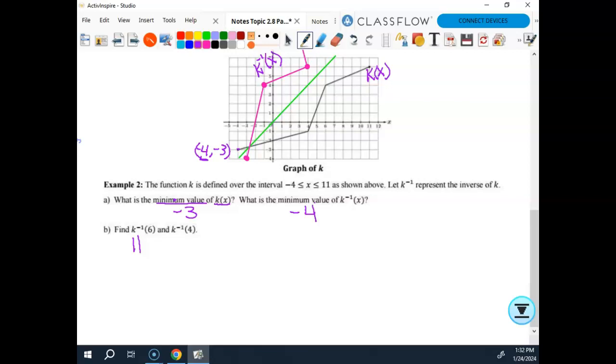K inverse of 4, so on my inverse graph, when x is 4, y is 6. Another way to look at this is what this is saying is that k of x is equal to 4. So on my original function, I'm looking at what x value gives me a y value of 4. So if I did not have my pink one there, I would go to y at 4, figure out that this is my point here, so my x value is 6, and that's where it's coming from.